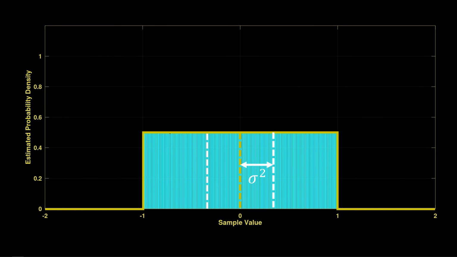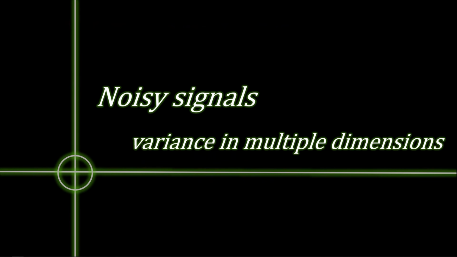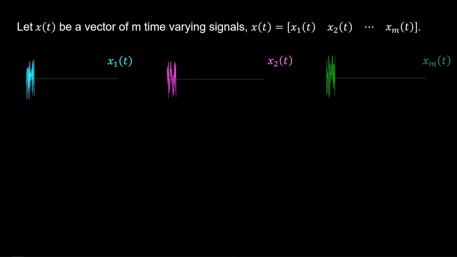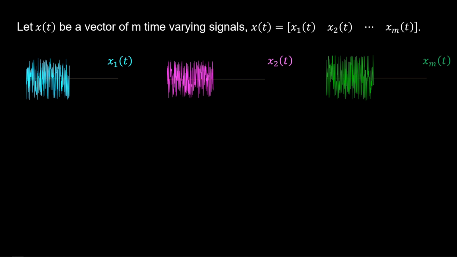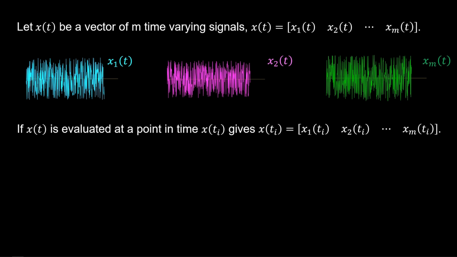So far, variance was introduced for a single signal. How can we expand the notion of variance to multiple signals? Let x be a vector of m separate, time-varying random signals. These will have their own means, their own variances. If each signal in x is a stationary process, then each signal evaluated at any point in time will have the same statistics as the overall time-varying data set.